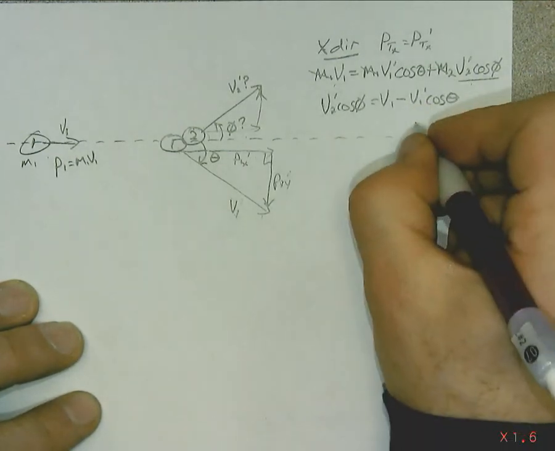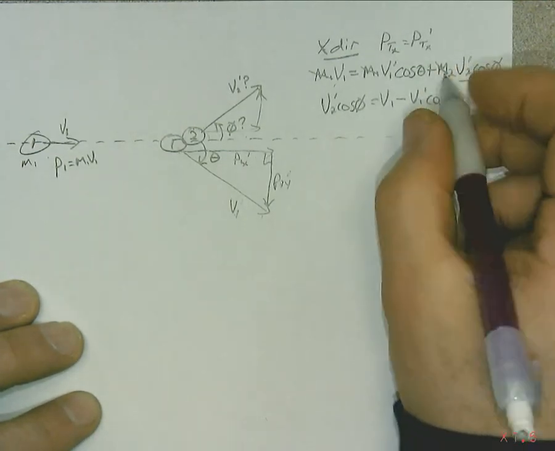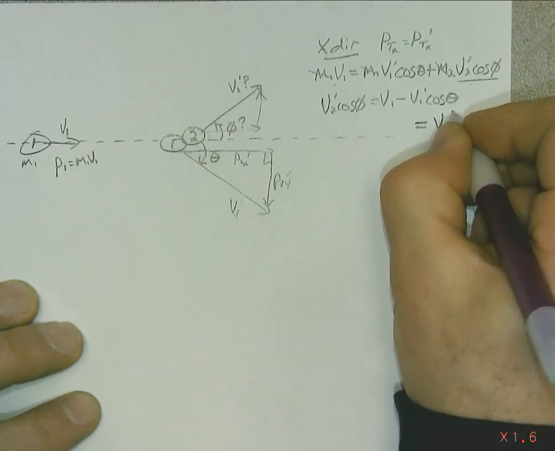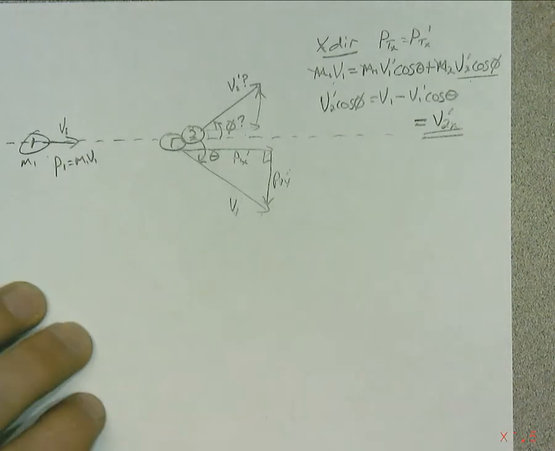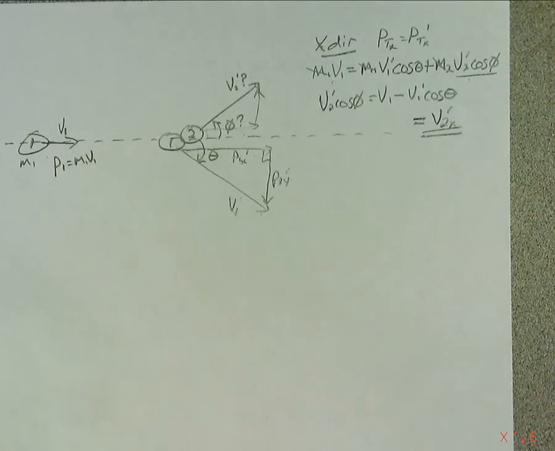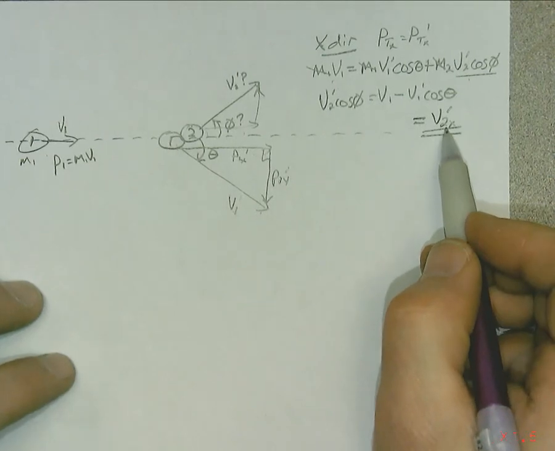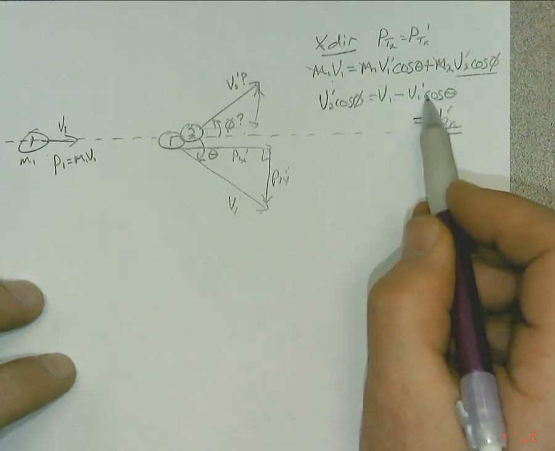Now, that whole thing is V2 in the X direction after the collision. That's really important. We're supposed to find the speed of puck number two. Well, we now know its speed in the X direction because you have all this information in your problem.